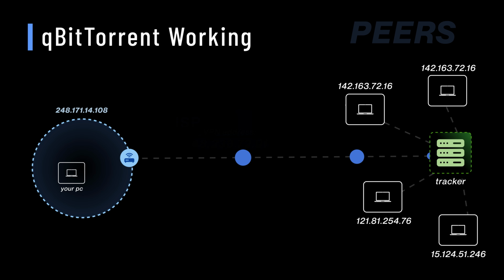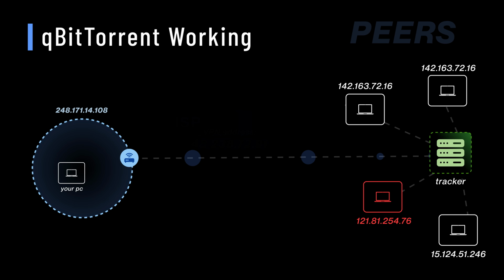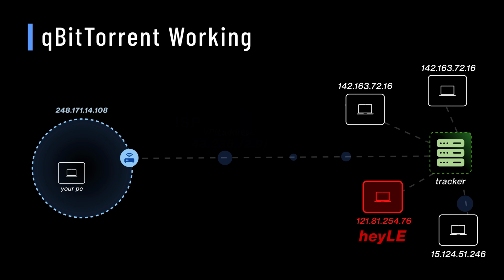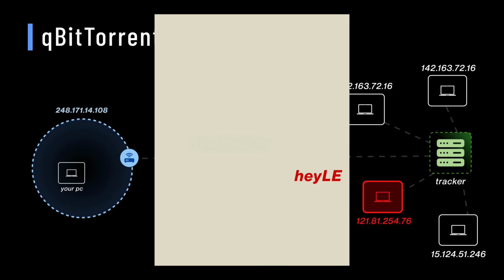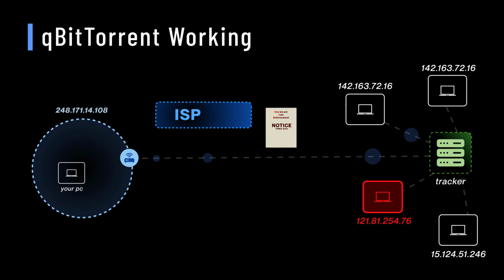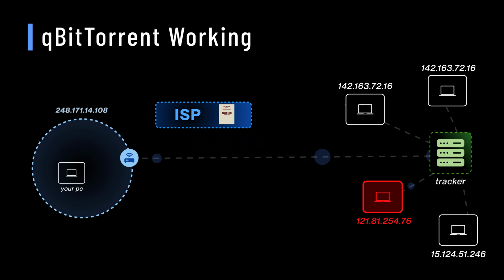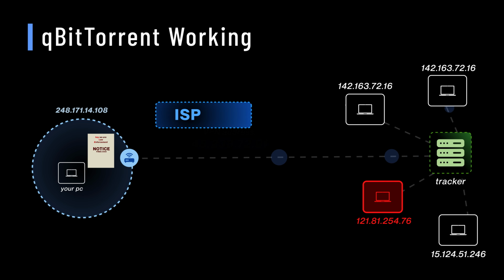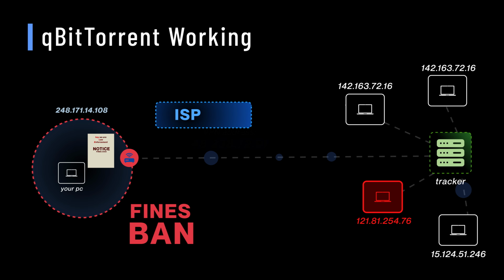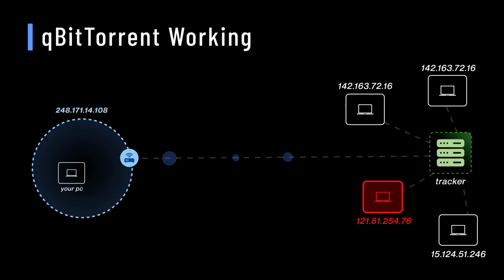But sometimes the participants in the swarm could be an undercover peer. Let's just call them Haley. They note down all the addresses of the participants and send a notice for downloading their favorite Linux distro. And this notice initially goes to your ISP, and your ISP promptly forwards that to you. And depending on the frequency and the number of files, you could be either fined or completely banned from using that ISP again.